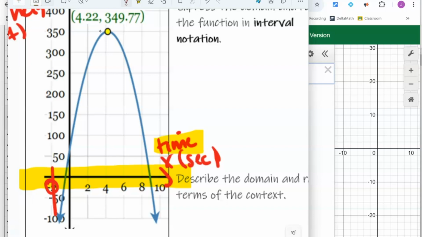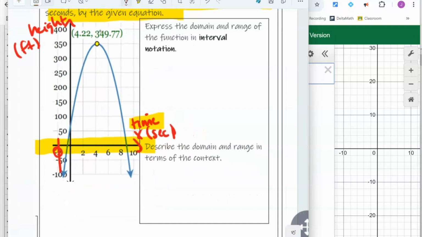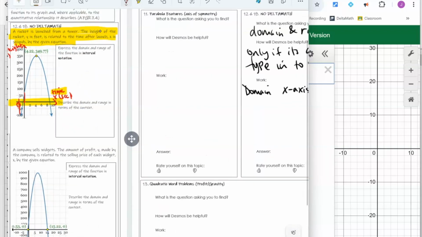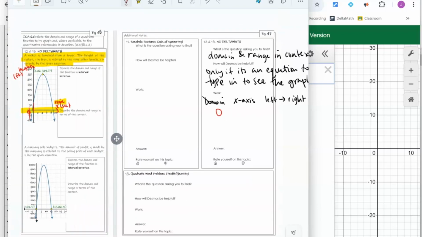My question to you at this point, right here, at -2: can I have -2 seconds? No. And that's why in the real world, domain is not from negative infinity to positive infinity. You just have to think through it. My question is, can I have 0 time? Yes, and there is a graph at 0. Therefore, my domain can start at 0. So it's from left to right.